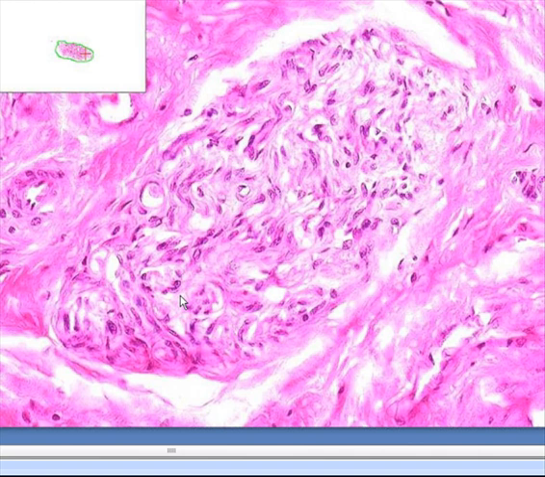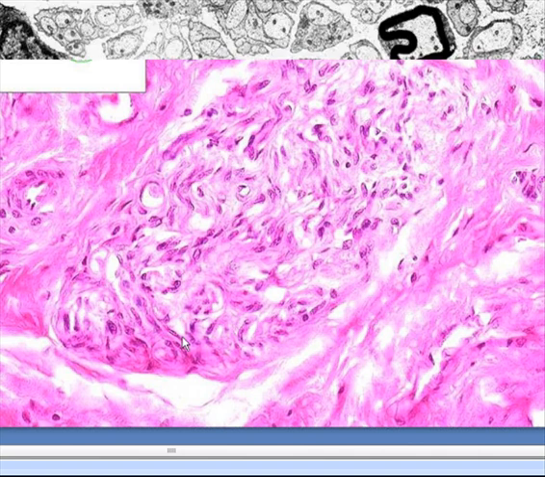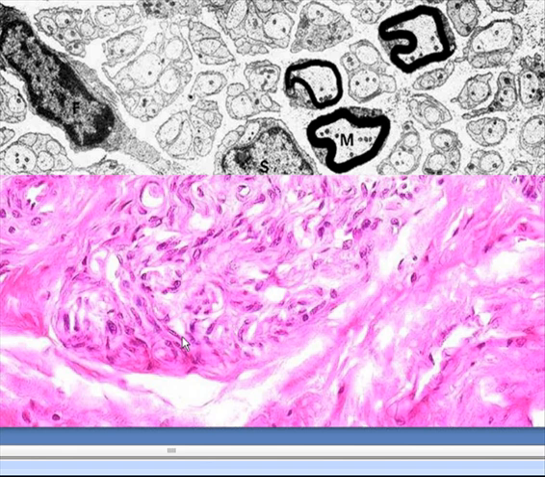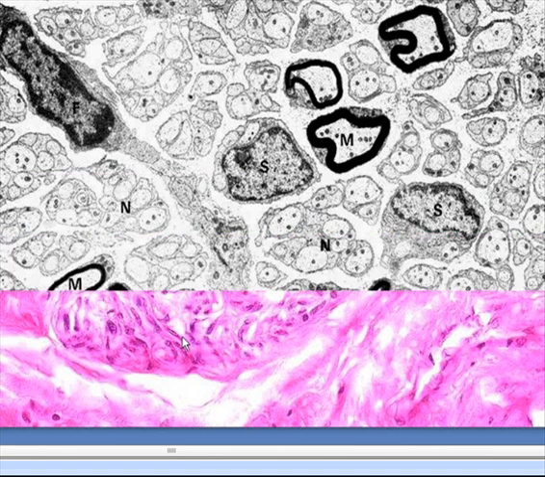Don't be freaked out by it. In electron microscope preparation, the myelin is stained very, very black. So when you cut through a nerve and you see these real thick, black, dark, osmic acid preparations of the nerve, 1, 2, there's about 6 or 7 here, you know that these are myelinated nerve fibers.